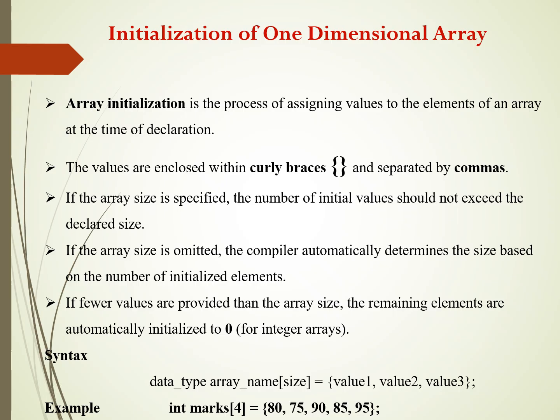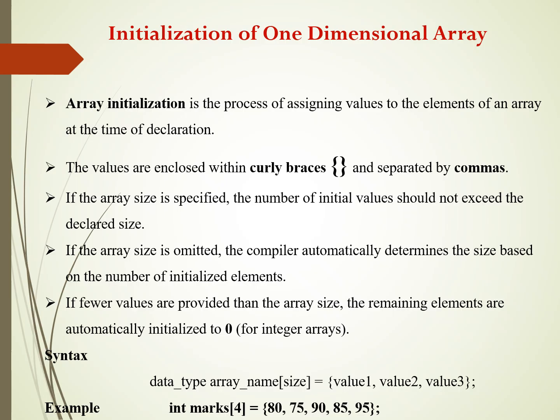The general syntax for initialization of an array is data type, array name, in square brackets we write the size of that array, is equal to, opening curly braces, and we write value 1, value 2, value 3, and so on. For example, if you write int marks and the size of the array is 5, then how do we initialize this? Data type marks, in square brackets the size of the array 5, is equal to, in curly braces we have to specify the 5 values. Here I specify 80, 75, 90, 85, 95.